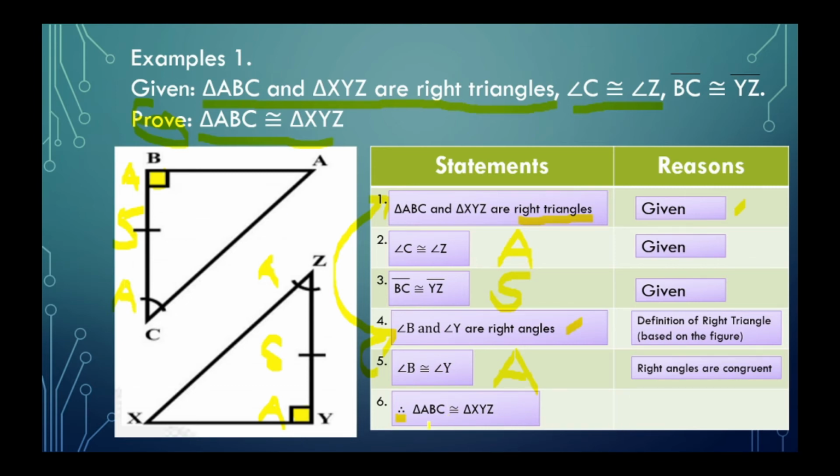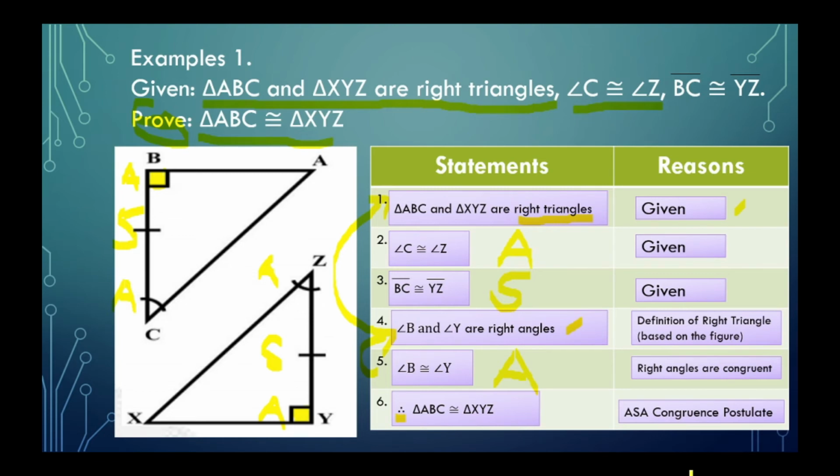Tanong, bakit mo napatunayan na si triangle ABC is congruent to triangle XYZ? So, because of this postulate, dahil naka-form tayo ng kanyang mga parts na congruent by ASA congruence postulate. So, gawa ng angle, side, angle. Okay? So, that is how we prove two triangles are congruent using the two-column proof.